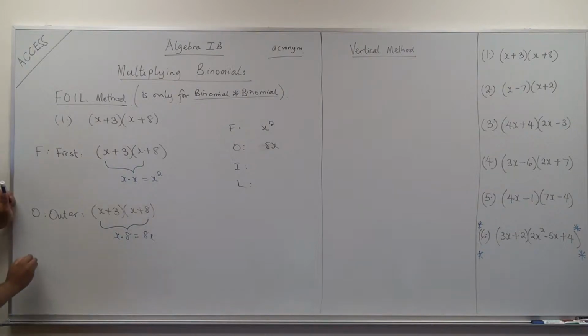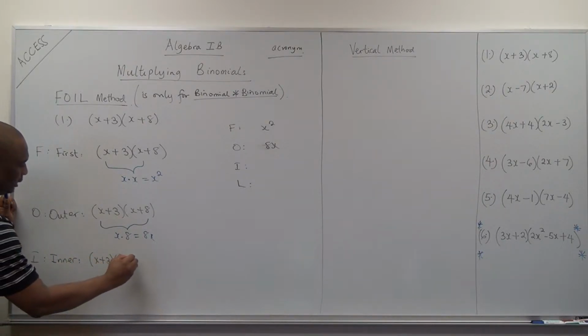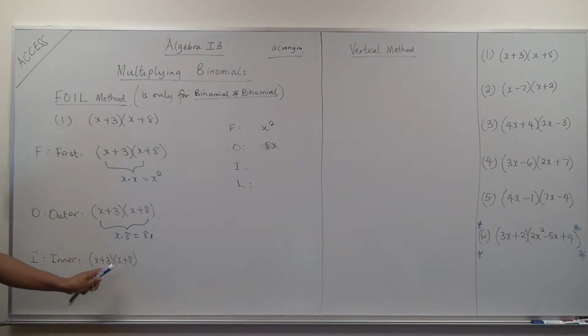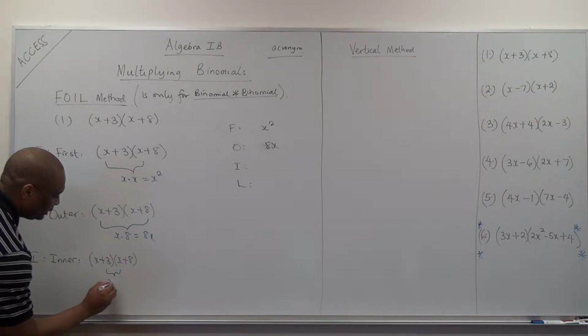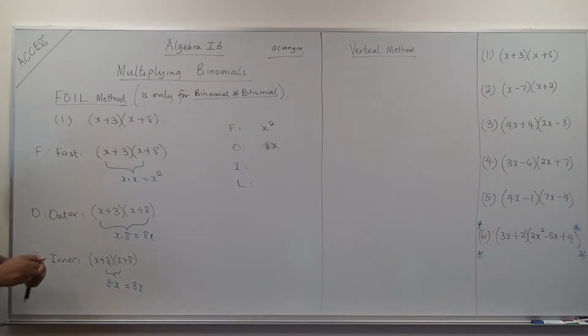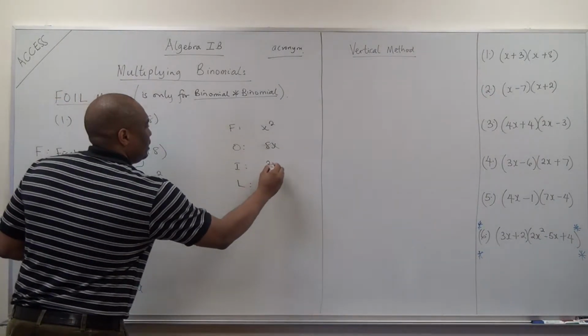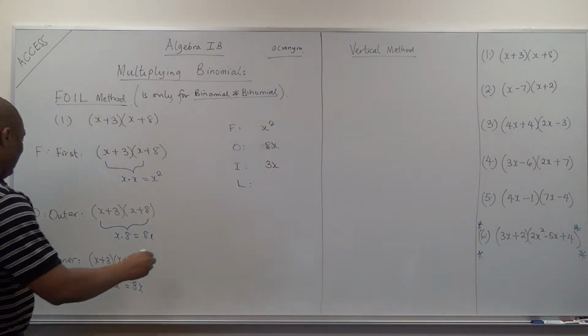Then the next one is the inner. You have x plus 3 times x plus 8. Now this means in the first binomial, the inner person is 3, the second element. And in the second binomial, the inner person is x, the first element. So this is this times this. 3 times x gives you 3x. So this gives 3x here. And then we look at the last.